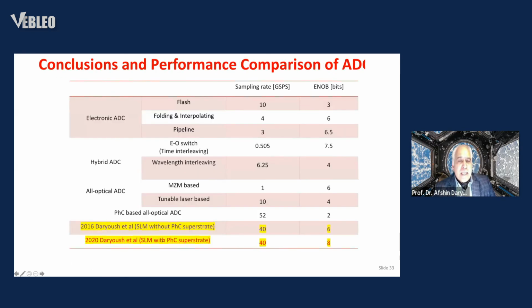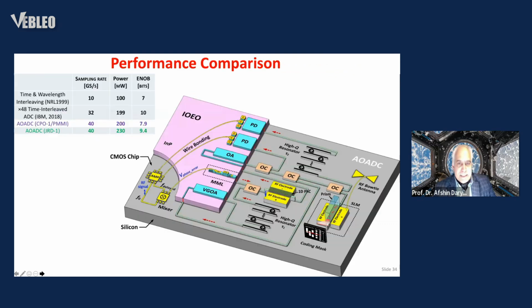And when you look at the improvements in terms of the all-optical ADC with and without the photonic crystal, circa 2016 in my group and circa 2020, you see that we have improved from 6 effective number of bits to 8 with 40 gigasamples per second. And compared to the other methodologies, we are better not only in terms of the sampling rate, but also in terms of the effective number of bits.